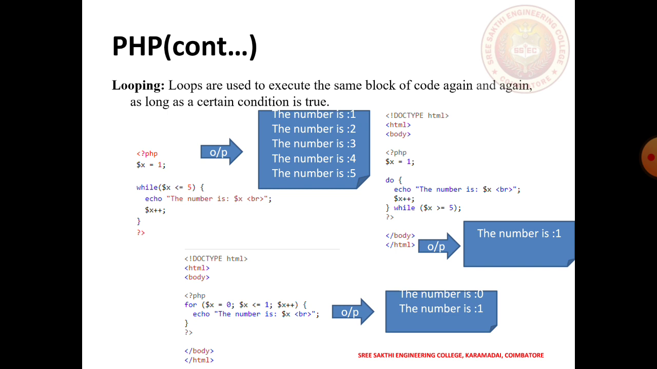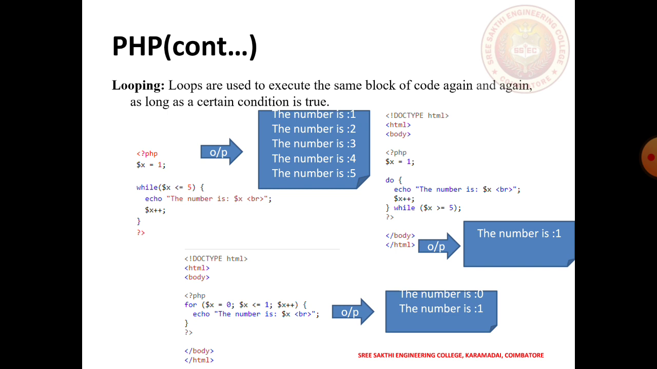Next, looping statements. Loops are used to execute the same block of code repeatedly while the condition is true. Here we have three different looping statements: while, do while, and for loop. The while loop checks the condition and then executes if it is true. In do while, it executes the do statement first, then checks the while condition. The for loop holds three parameters: initialization, where the statement has to begin; then the test condition, based on which the loop is executed; and whether the variable is incremented or decremented.